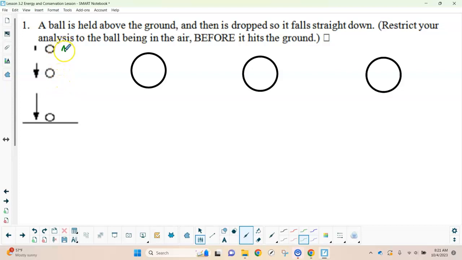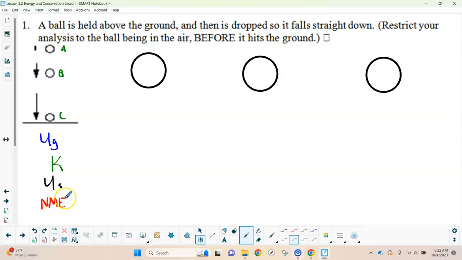I'm just going to label these with A, B, and C, so we can compare where the ball is at different points. And let's make a key for the different types of energy. I'm going to say that gravitational potential energy is going to be in blue. If we have any kinetic energy, that'll be in green. If we have spring potential energy, that would be in black. And if we have non-mechanical energy, that would be in red.